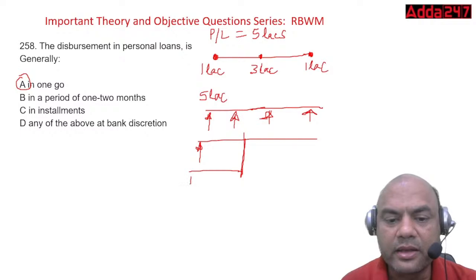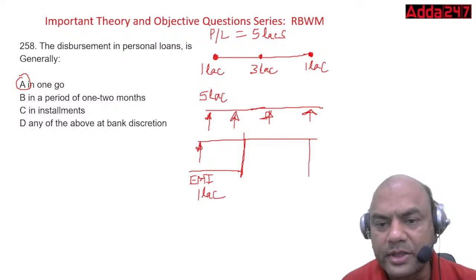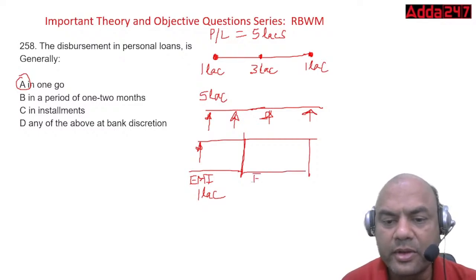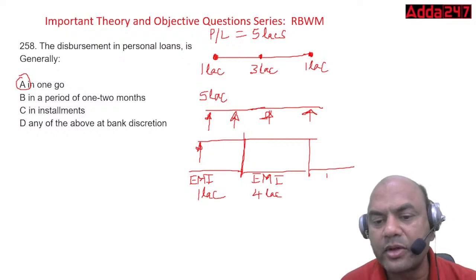EMI on 1 lakh only, right? Up to this part, my EMI will be on 1 lakh. Then it will change. Your EMI will be on 4 lakhs. And after this, from this date, EMI will be on 5 lakhs.